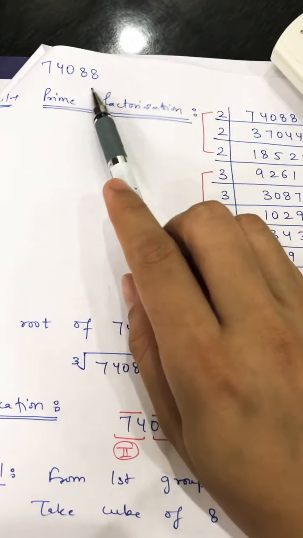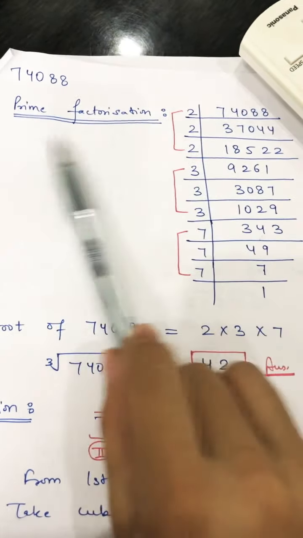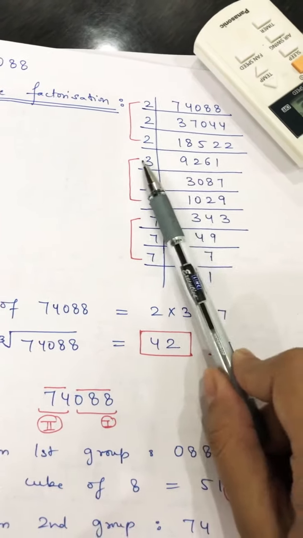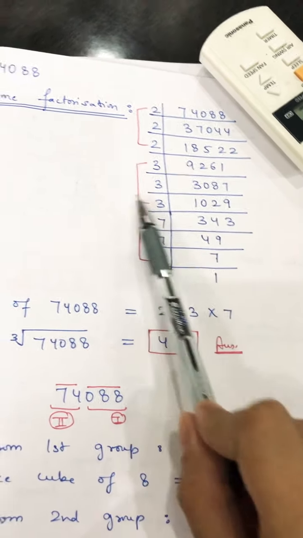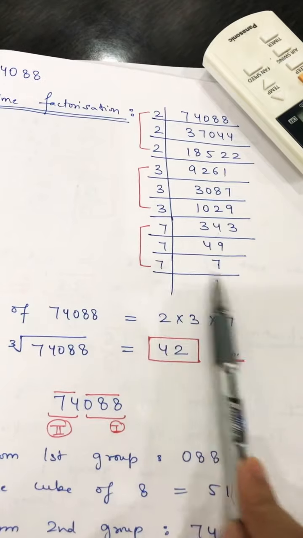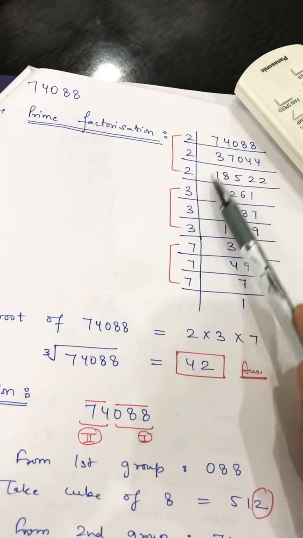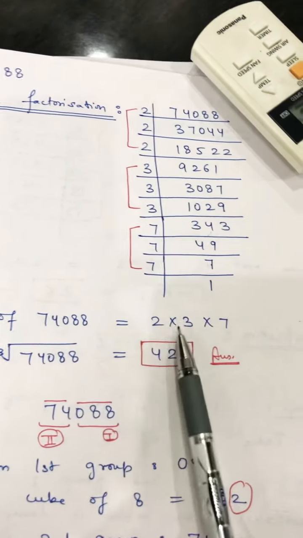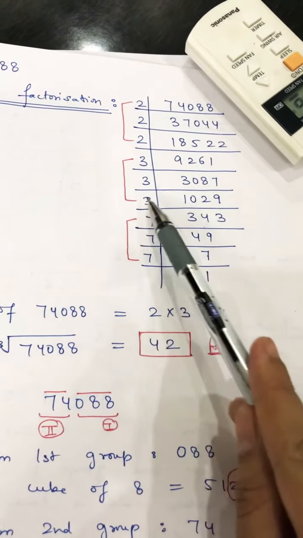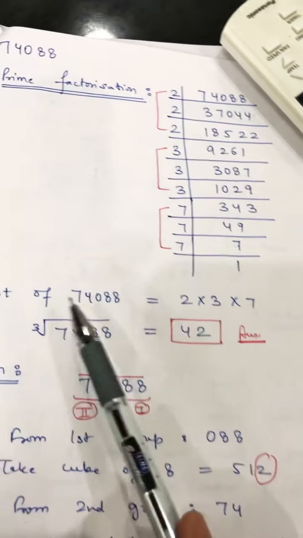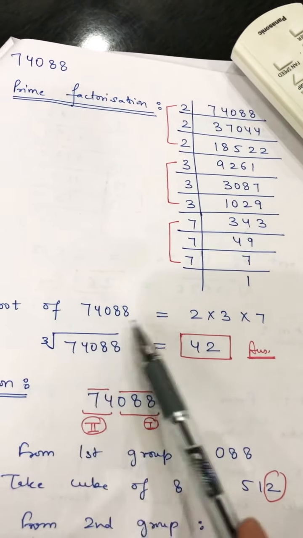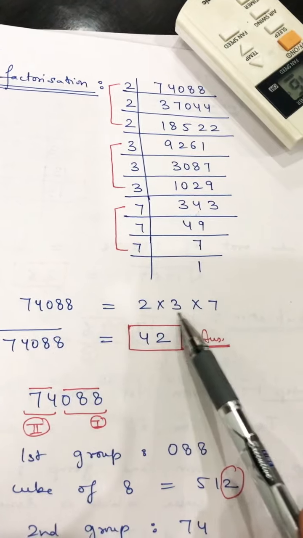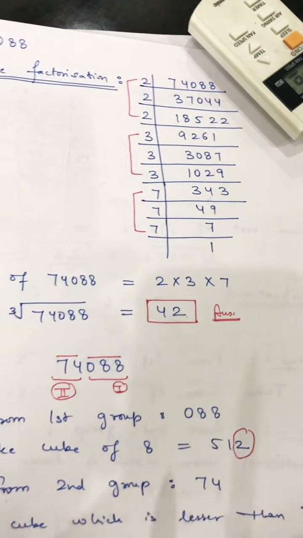The question is 74088. Find it with prime factorization. It will go on the 2 table, then on the 3 table 3 times, then on the 7 table 3 times. So there are 3 cubes. So the cube root of 74088 is equal to 2 multiplied by 3 multiplied by 7. Or you can write the cube root of 74088 is equal to 2 3s are 6, 6 7s are 42. So this is the answer.